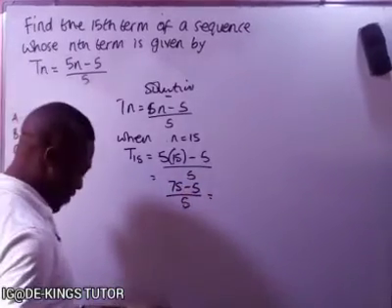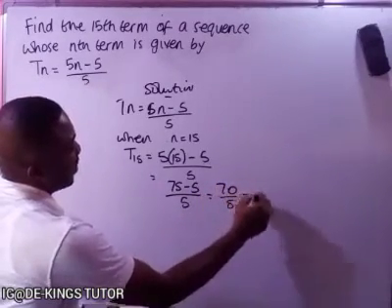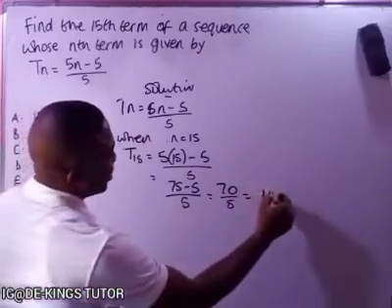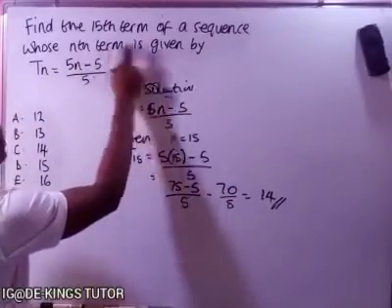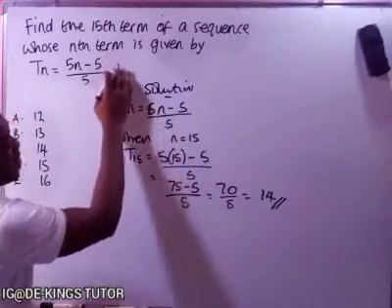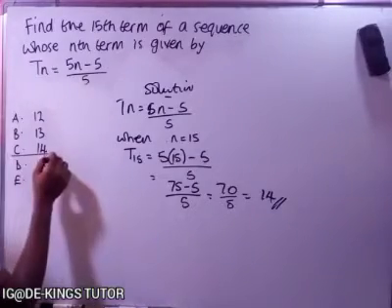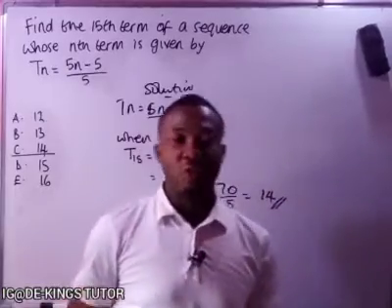So 75 minus 5 will give us 70, divided by 5. So 70 divided by 5 will give us 14. Okay, so the 15th term of the sequence, if the nth term is given as this, is 14. So let's see our options. The option is C. So we got that right. Okay, so that's how to solve questions relating to this.